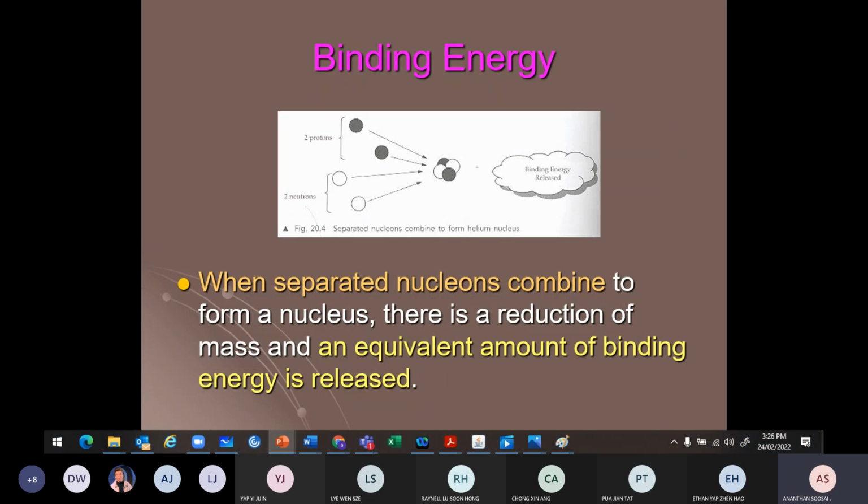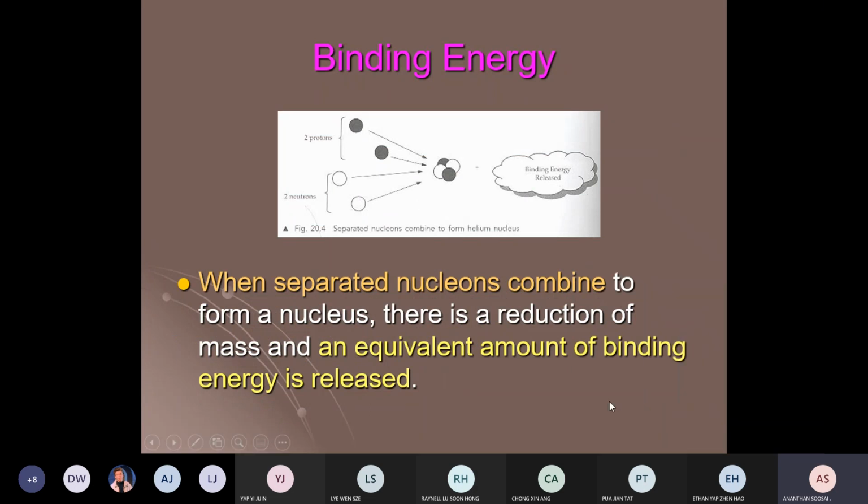That's what this slide does. When separated nucleons combine to form the nucleus, there is a reduction of mass. An equivalent amount of binding energy is released. This only happens for a stable nucleus.